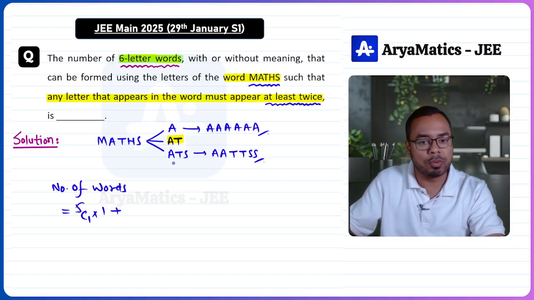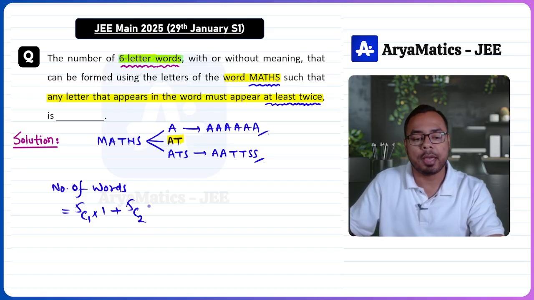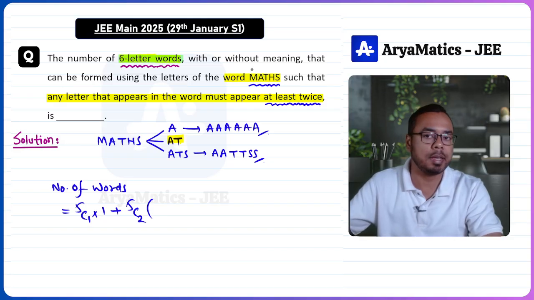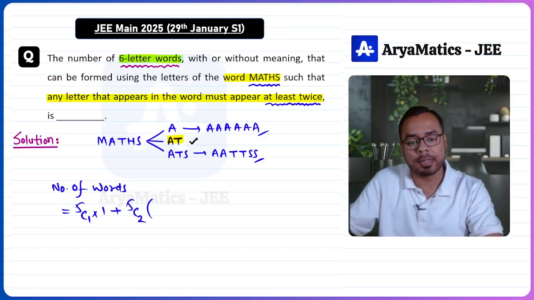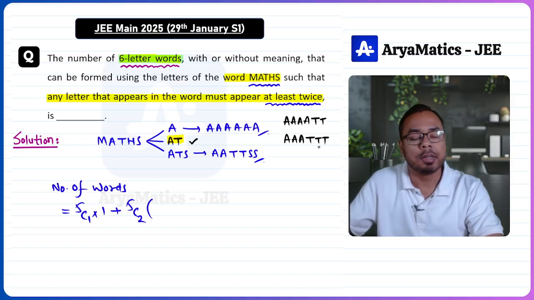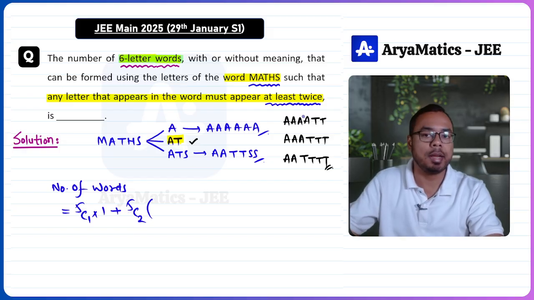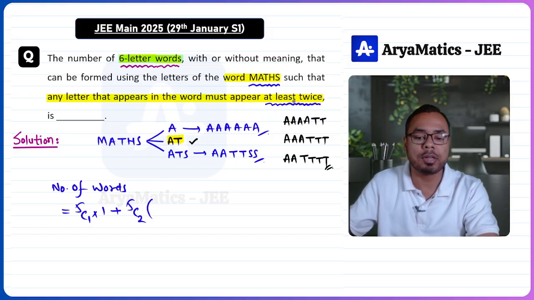Also, if I select 2 letters, the number of ways of selecting 2 letters will be 5C2. And if I select 2 letters, then there are 3 different cases that you can create. Let us say I have selected these 2 letters, A and T. One possibility is that you have used A 4 times and T twice. Another possibility is that you are using each of these 2 letters 3 times. Next possibility is that you have 2 A's and then 4 T's. So once you decide which 2 letters you have selected, you can create 3 different cases from there, satisfying the condition that every letter is used at least twice.